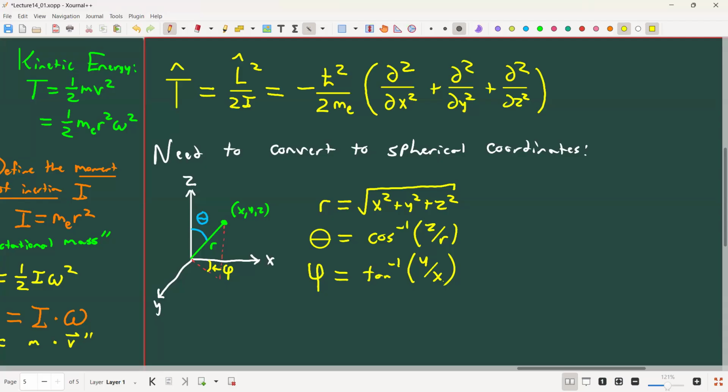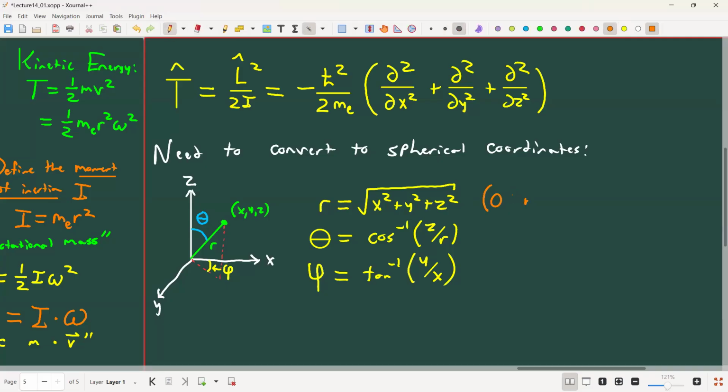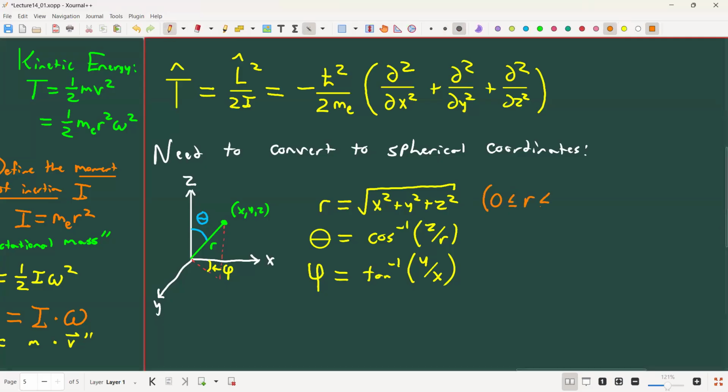We also have some differences in the domains of our variables. X, Y, and Z can take any value they want, but R, theta, and phi can only take specific values. R can't be negative, obviously, because it's a square root. So R has to be greater than or equal to 0, and less than infinity.